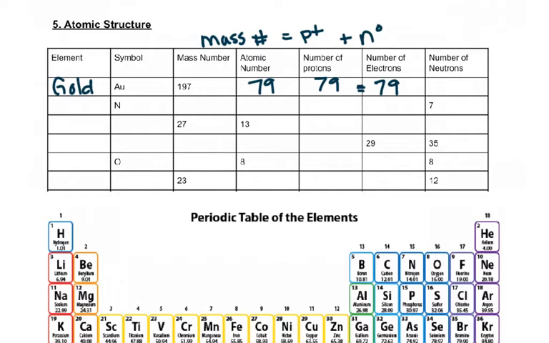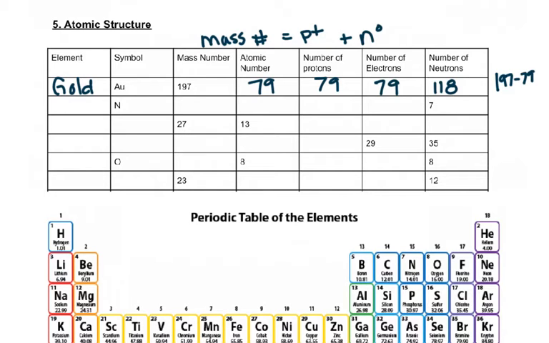So in order to find the number of neutrons, I'm going to have to take my mass number, so 197 minus 79 equals 118. So that's how many neutrons I have.